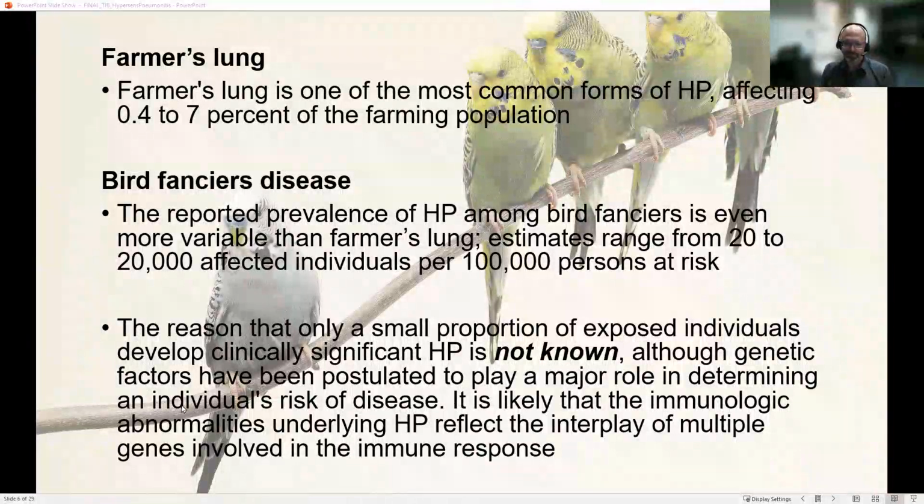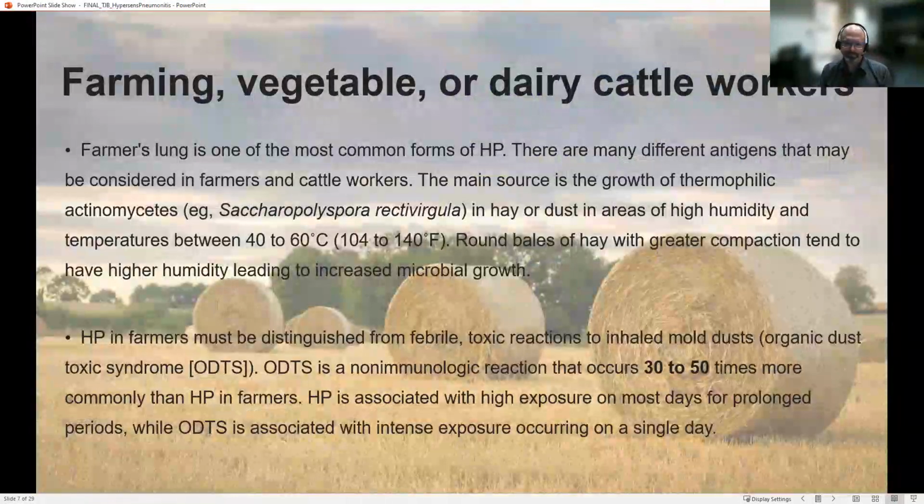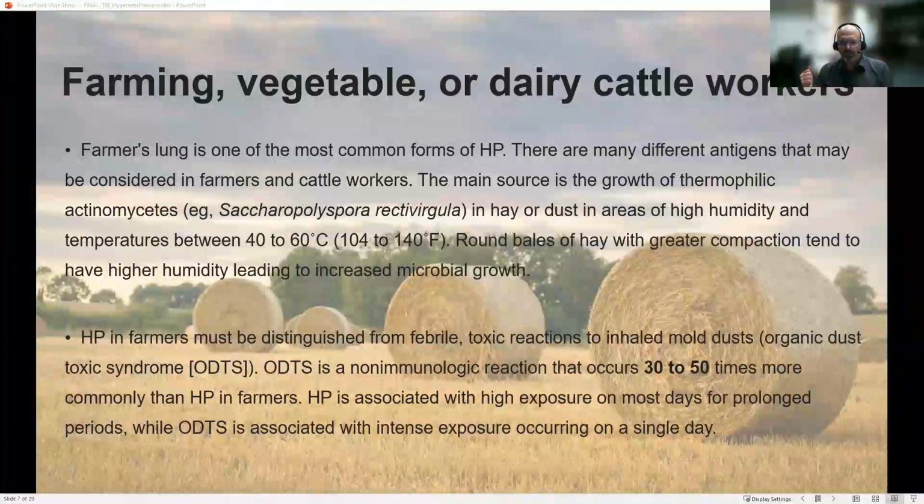Next slide, please. Farming, vegetable, and dairy cattle. Dairy cattle workers.